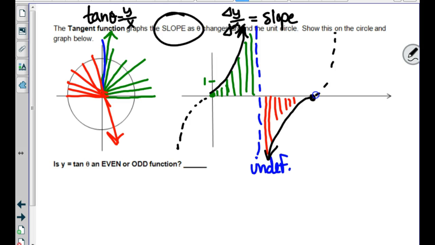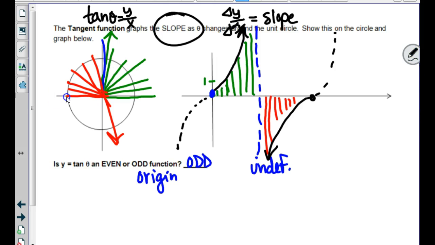Anybody see where the symmetry would be? It's origin symmetry, right? So it's odd. Now let me talk about why we're done when we hit pi.